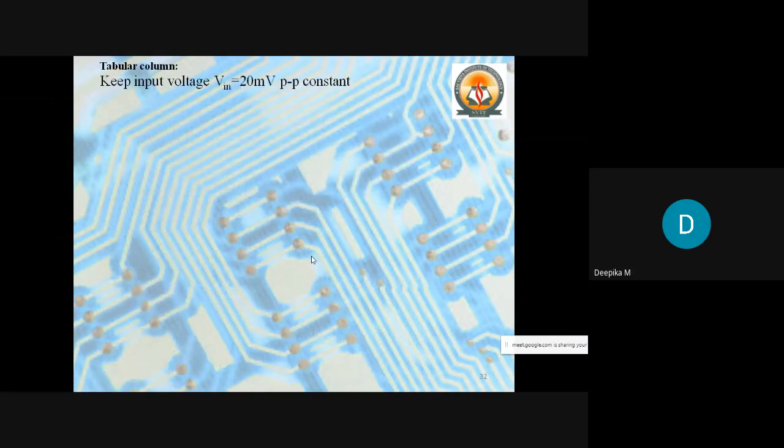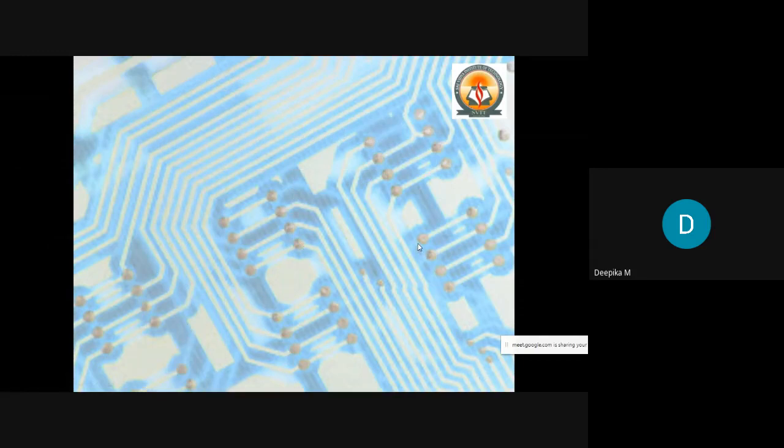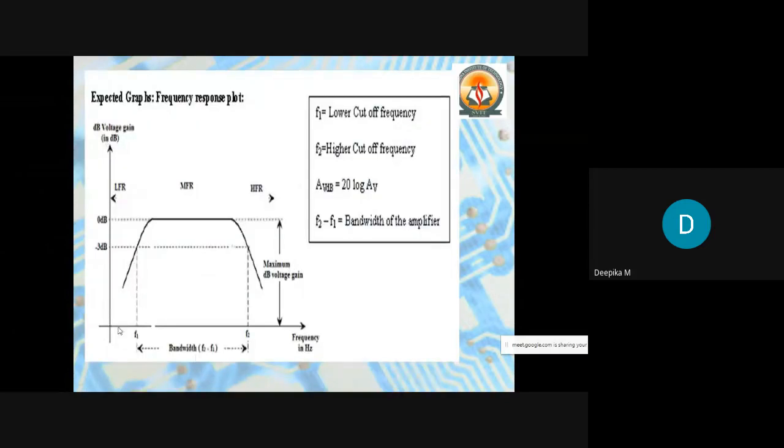Tabular column: keeping V in at 20 millivolts, you can see here we are going to vary the frequency in the signal generator, and at every instant of varying the frequency, we'll be measuring the output voltage. Using this we'll be calculating the voltage gain and the voltage gain in decibels. Okay, so the graph will be something like this.